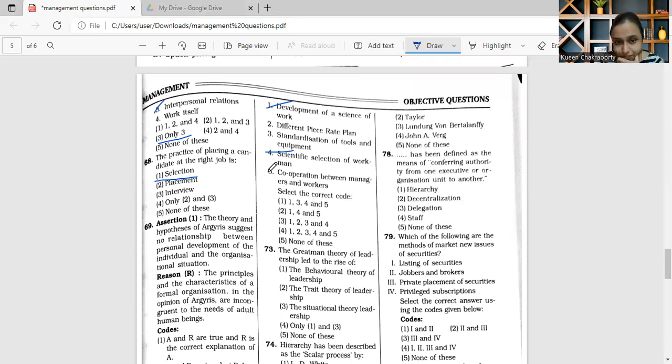between management or managers and workers, right? So 1, 4, and 5 is the correct answer, but still I'll give you the insight into it.